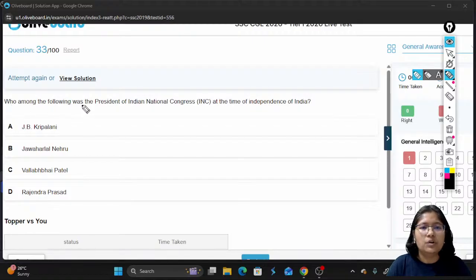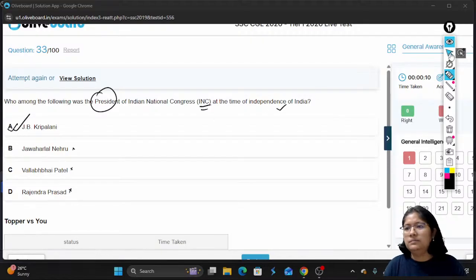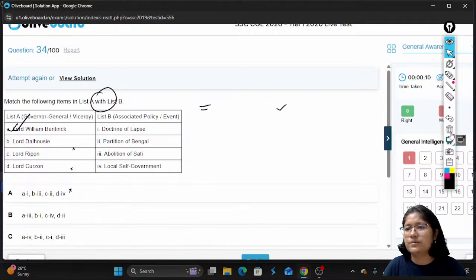Who among the following was the president of Indian National Congress at the time of India's independence? So at the time of independence, the president was whom? Jawaharlal Nehru, Sardar Vallabhbhai Patel, Rajendra Prasad, or J.B. Kripalani. Next question.